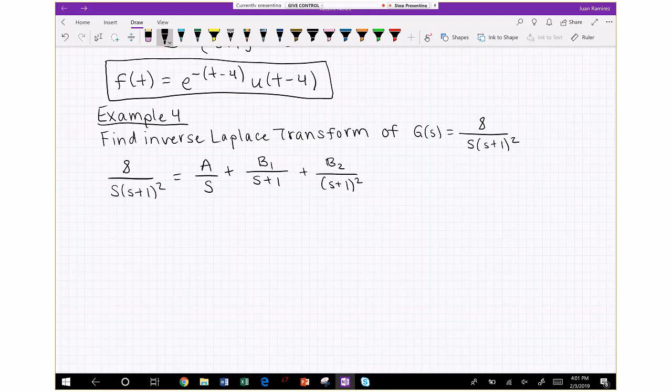And then we'll try to find a common denominator. So the common denominator will be s times s plus 1 squared. So we'll have to multiply the first term by s plus 1 squared, numerator and denominator. Second term by s and one more s plus 1. The denominator had 1 s plus 1, just multiply one more to get it squared. And then the third term you just multiply by s.